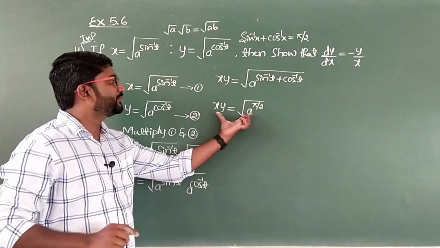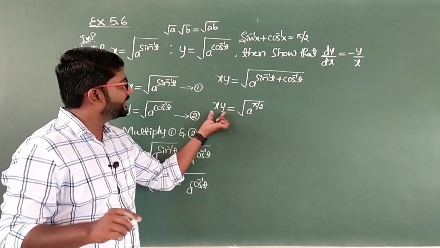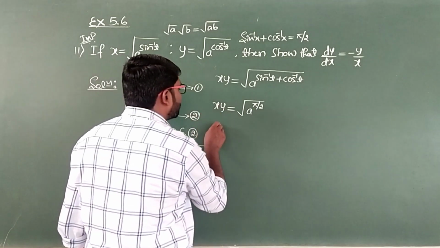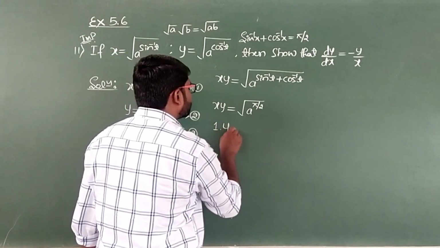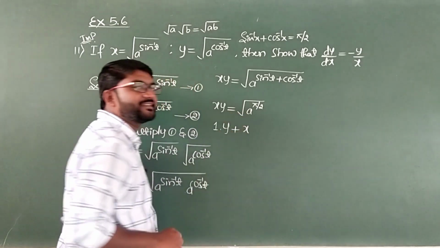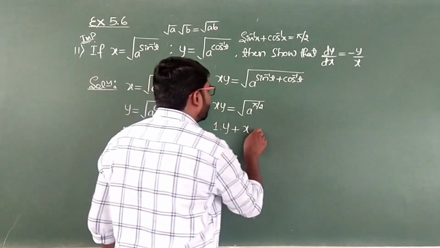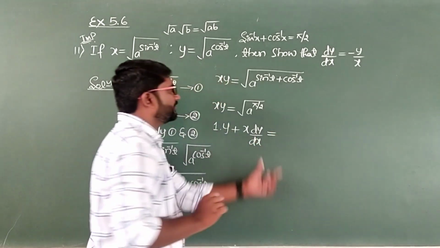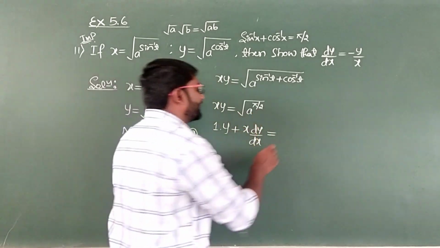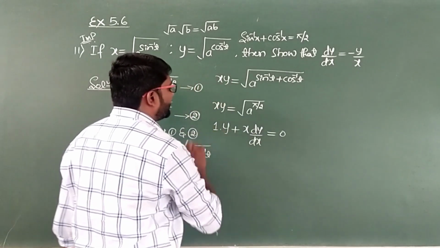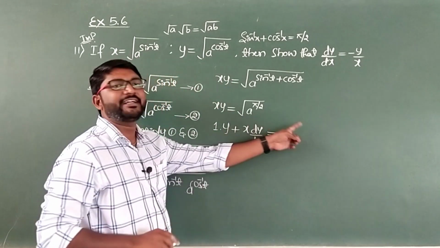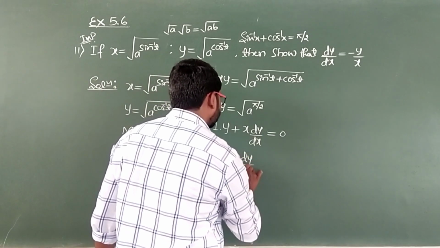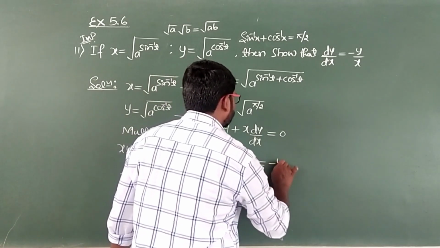Now differentiate both sides with respect to x, and here we make use of the product rule, (uv)'. Derivative of x is 1, write the second function as it is, plus now write the first function as it is and take the derivative of y, which is dy by dx, equals, now this is a constant, and the derivative of a constant is 0. 1 into y is y, and taking that y to the right hand side, it becomes minus y. x dy by dx equals minus y.